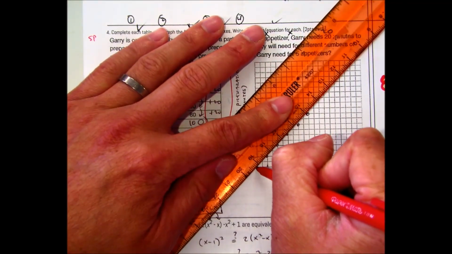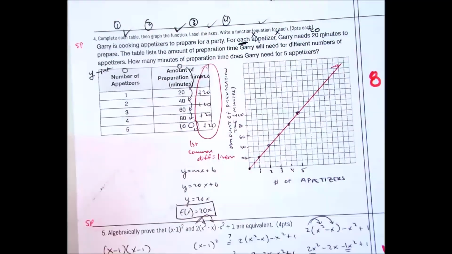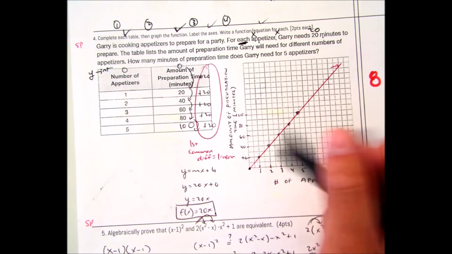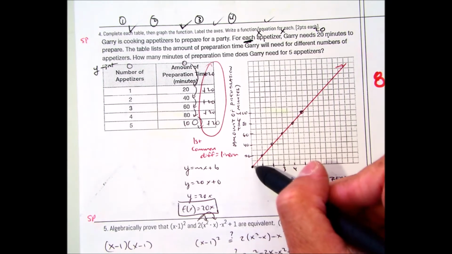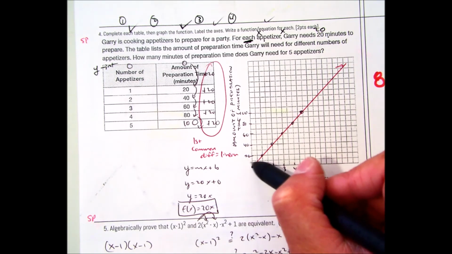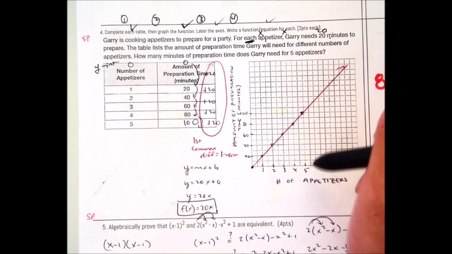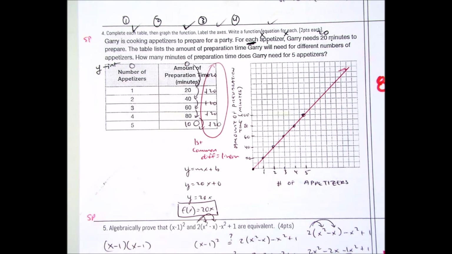Now, mathematically, the reason why I didn't want to connect the line is because the answers are discrete. What does that mean? You don't have half of an appetizer, and we don't say it takes you 10 minutes to do half of an appetizer. You just want to know how much time it takes if I have 6 appetizers, right? Quesadillas, buffalo wings.